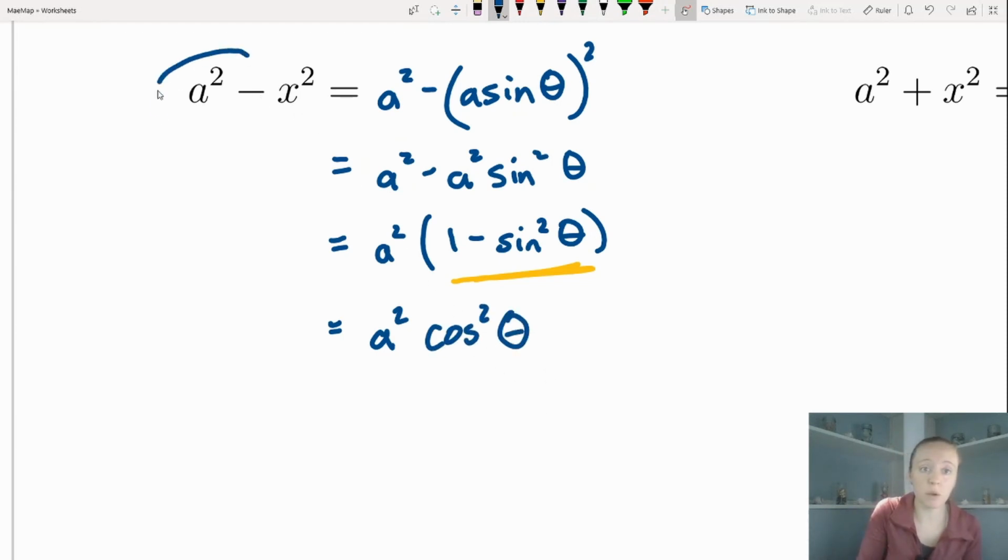So that is what my a squared minus x squared is when I plug in an x of a sine of theta. Now think about why we did this. It's in order to simplify a problem. So we switched our variable from x's to thetas by making that substitution. And why this is helpful is, could you imagine if we had a square root around this?